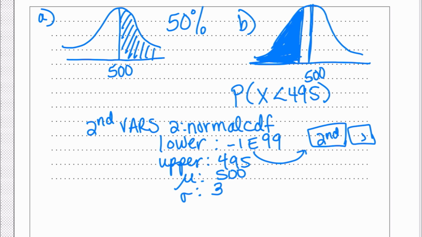For those of you who have a graphing calculator that's a little bit older and perhaps is not prompting you to give lower, upper, mean, standard deviation, you're going to have to memorize that order. And so you're going to go to second vars, option 2, normal CDF, and you're going to have to just enter all of those values separated by a comma.